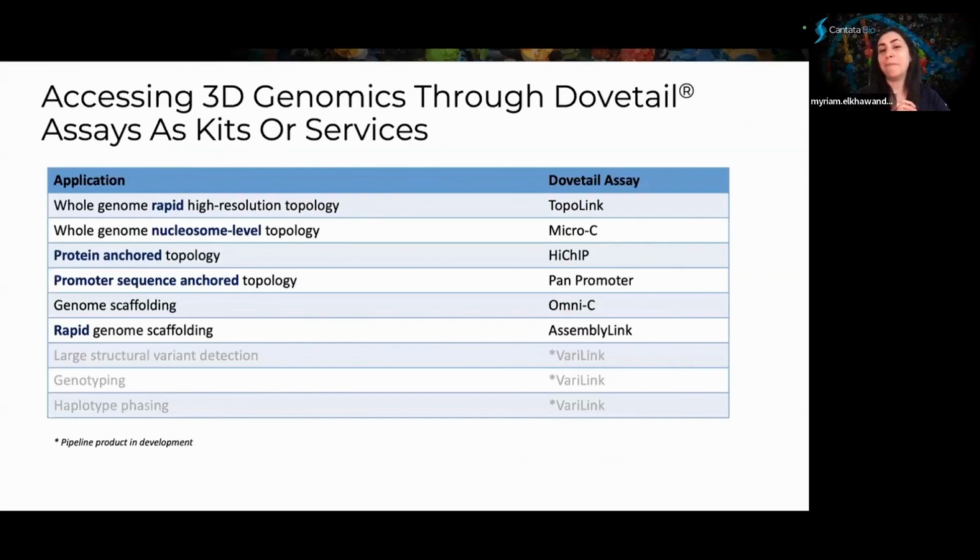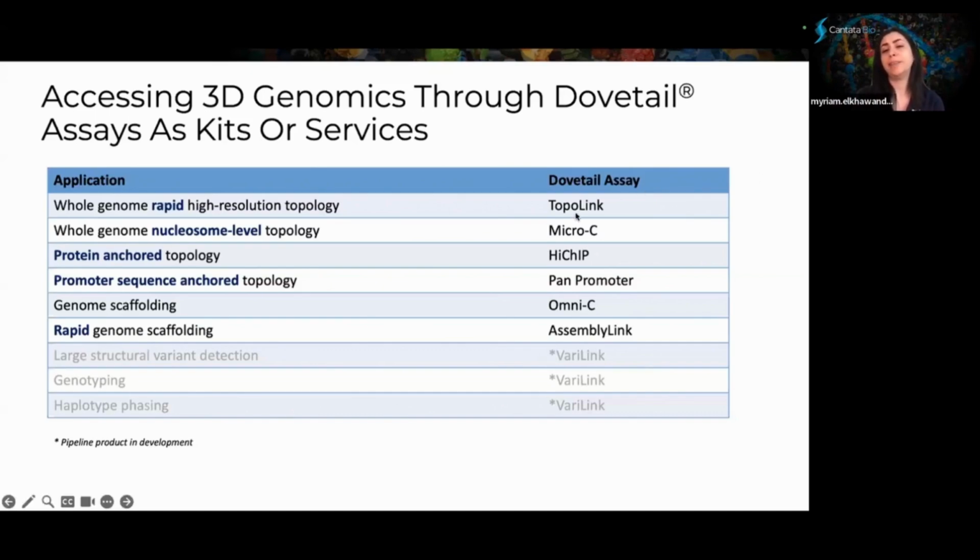Now, how do you access 3D genomics? You're able to access it either through a kit that we supply or through our services. So we have different options depending on your research question and the application that you have in mind. This table just outlines a high-level description of the different assays that we have, and as I mentioned, these assays are available to you as kits or services.